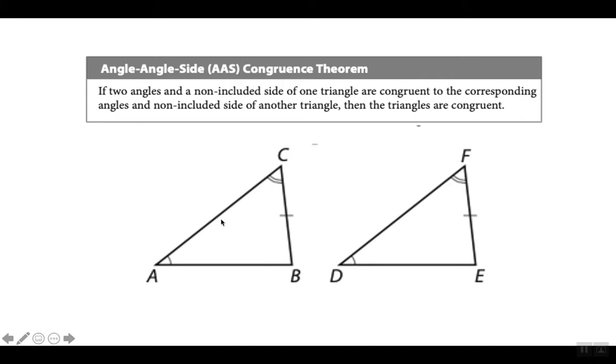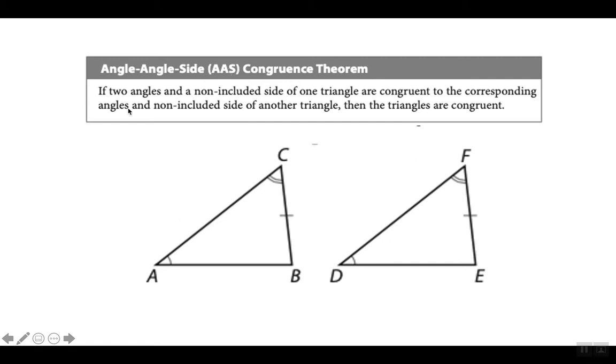Alright, so this lesson is going to be short and easy, just like the previous ones. We've been learning these different triangle congruence theorems. We already did SAS and SSS and ASA. Now we're at AAS, which is angle, angle, side.